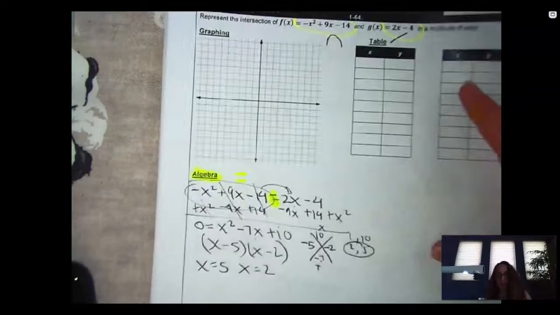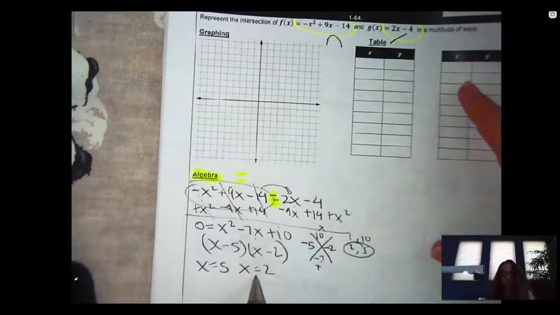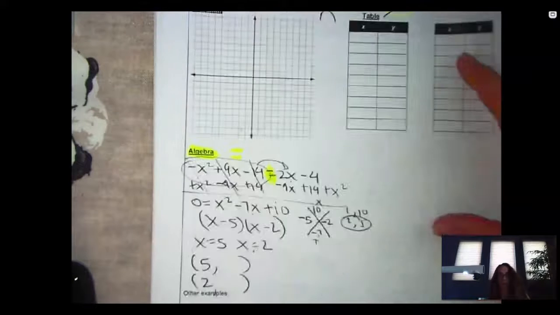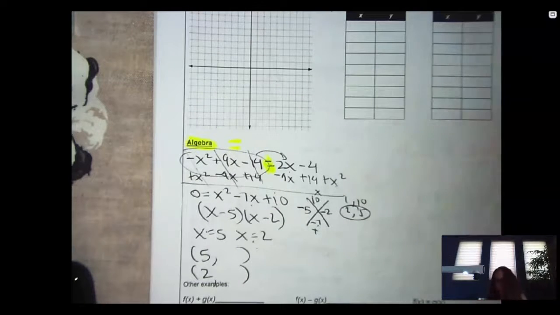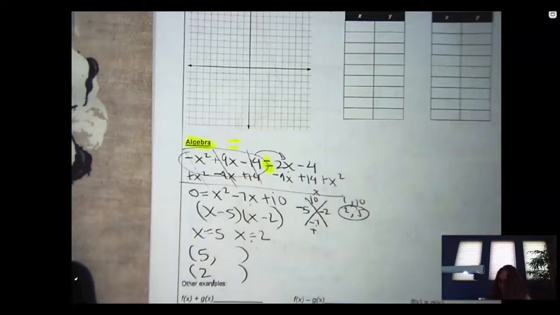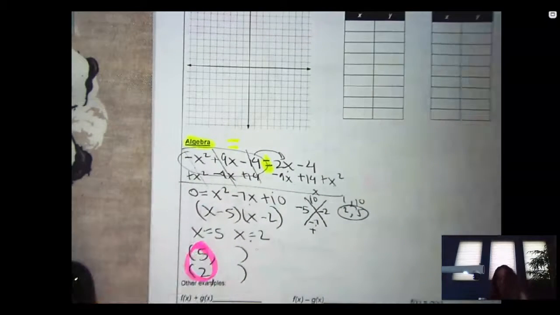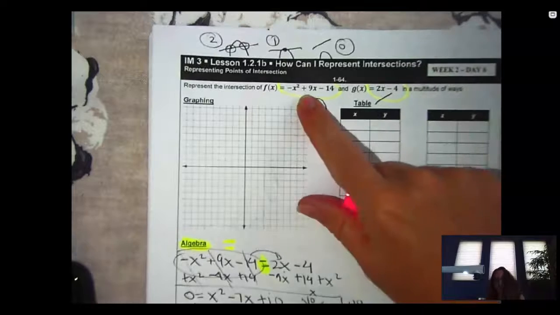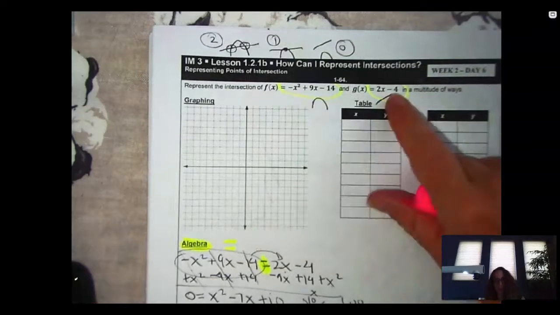How many times do they cross, intersect? Well, twice, because I got 2 x's. So I know that one of them is 5 comma something, and one of them is 2 comma something. And you go, okay, well, what do I do now? Do I plug it into all this? No. Do me a favor. Take these two, plug them back into one of these. Do you think I'm going to pick the F, or do you think I'm going to pick the G? You're right. I'm going to pick the G.